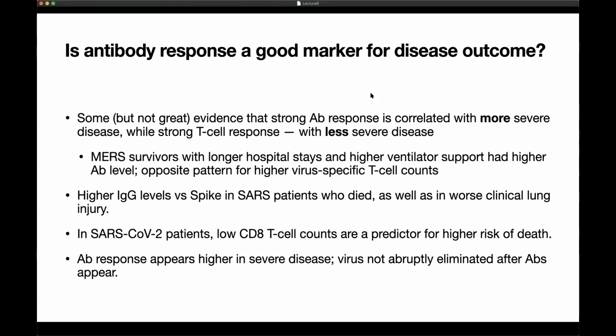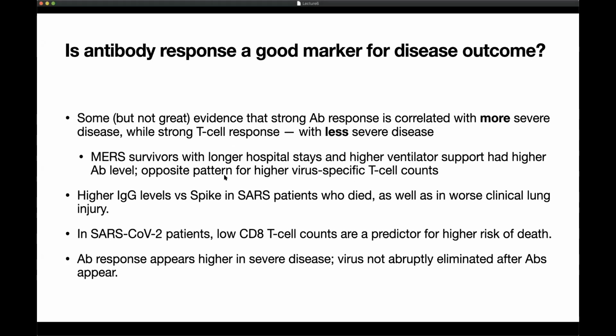So moving on to the next possible consideration for antibodies, is antibody response a good marker for disease outcome? Right, so maybe it's not a good thing to have too much antibody. This part of the review is not as strong as the others. So there's some, but in my opinion, not great evidence that strong antibody response is correlated with more severe disease, while strong T cell response is correlated with less severe disease.